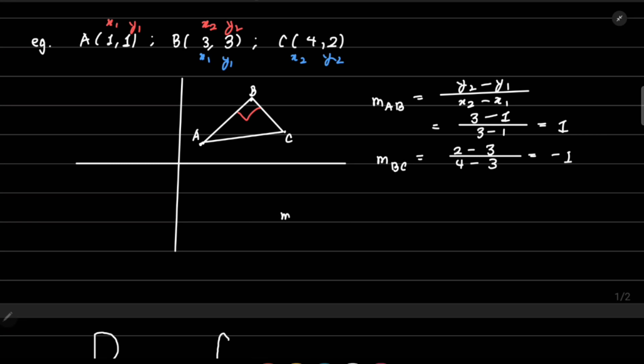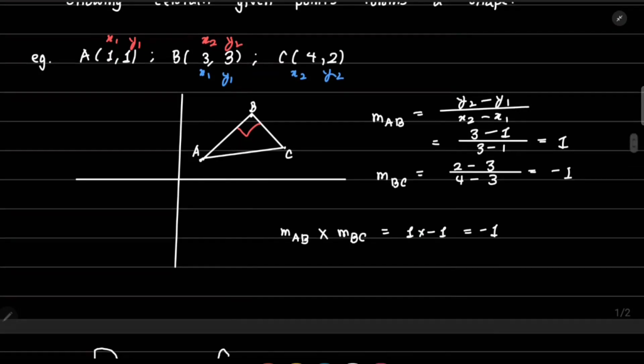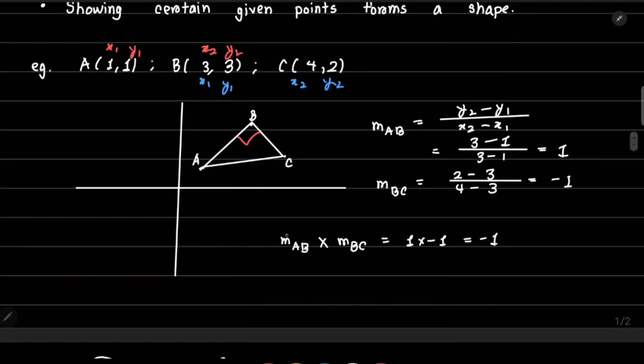If we multiply the gradients, so gradient of AB times gradient of BC, we get 1 times minus 1, this will be minus 1. If the product of two gradients is minus 1, the lines are perpendicular to each other. So AB must be perpendicular to BC. So there's a right angle over here. This must be a right angle triangle.